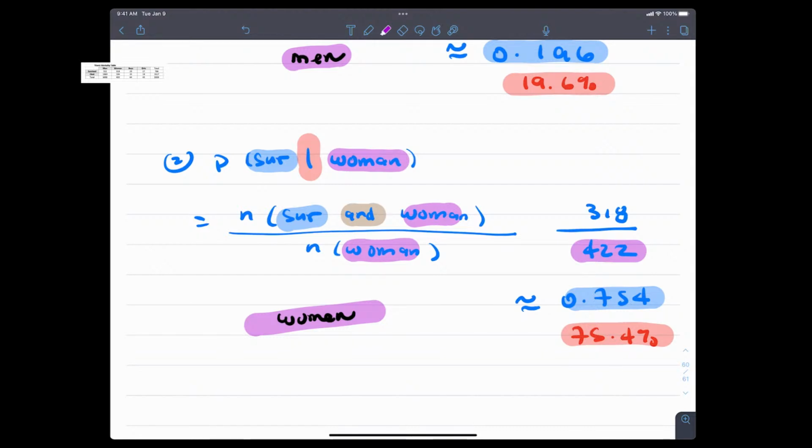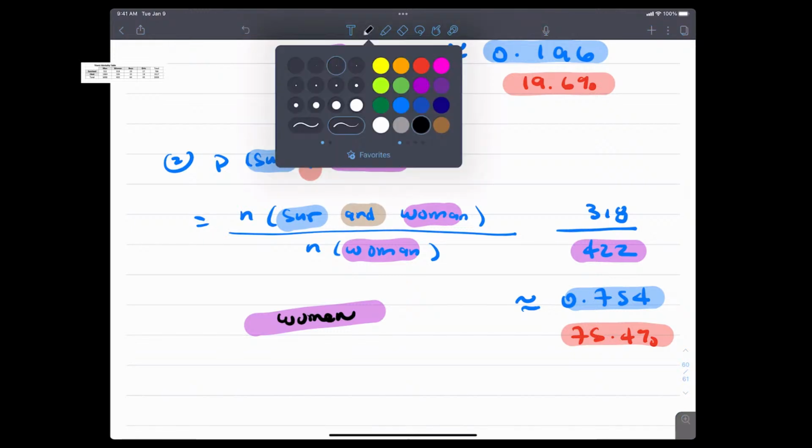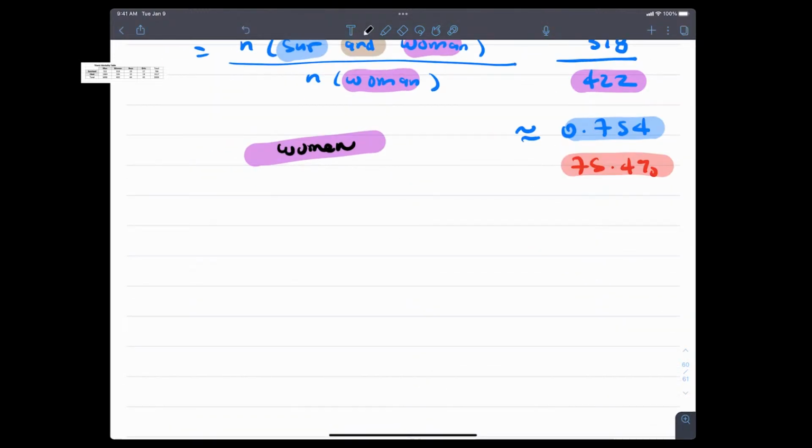What do you guys think? Is that a pretty good definition? I want you guys to note a few things here, though. Let's say, by the way, let's note.